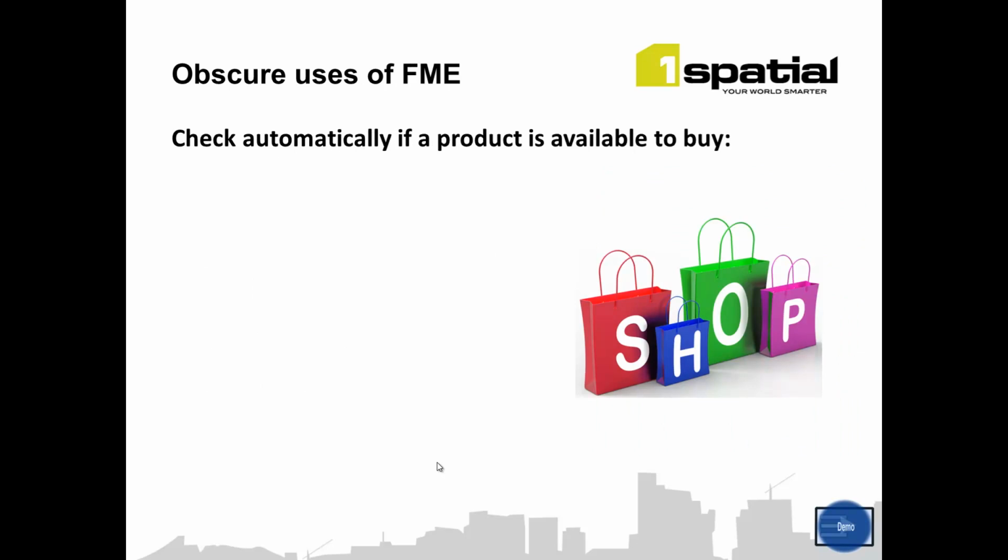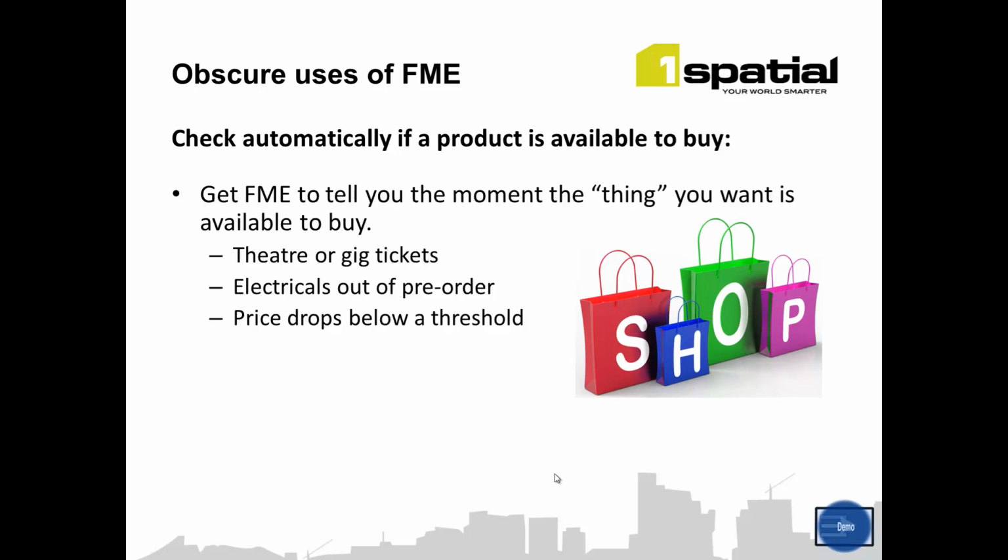So how about shopping? It's Friday, it's nearly the weekend, time to go and do a bit of shopping. We could probably do a little bit of shopping with FME perhaps. Is a product available to buy? Maybe, maybe not. So maybe there's something out there with your home use license that you want to go and buy, or at least let you know when something is available to buy. Doesn't matter what it is. Could be theatre tickets, gig tickets.